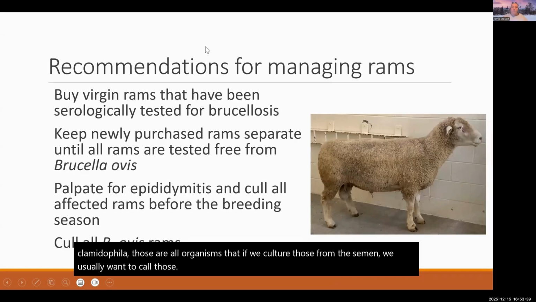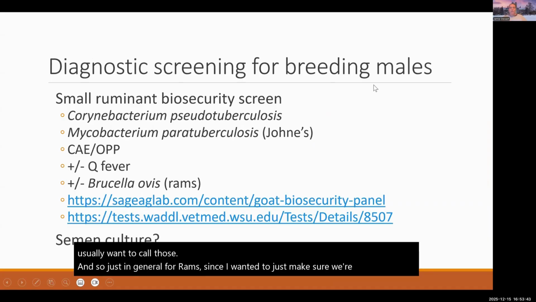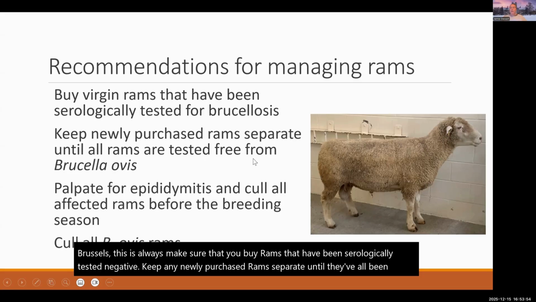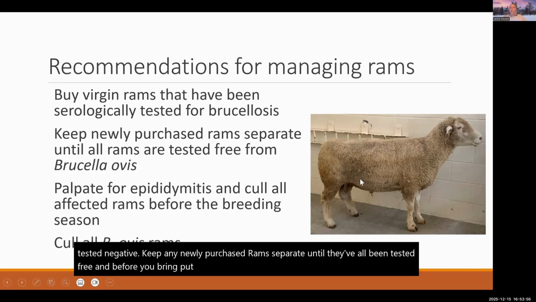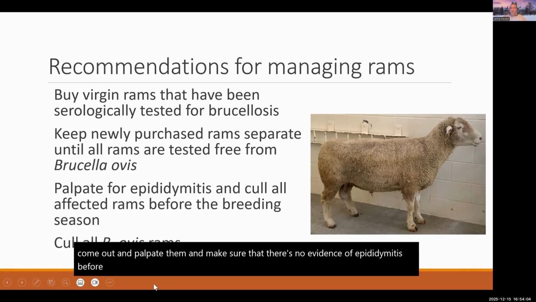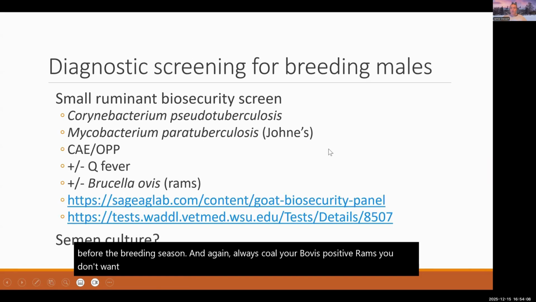And so just in general for rams, since I wanted to make sure we're talking about brucellosis, always make sure that you buy rams that have been serologically tested negative. Keep any newly purchased rams separate until they've all been tested free. And before you put them onto your farm, either yourself or have a vet come out and palpate them and make sure that there's no evidence of epididymitis before the breeding season. And again, always cull your B ovis positive rams. You don't want to keep those in the herd.